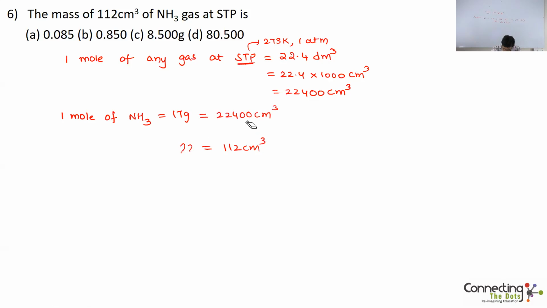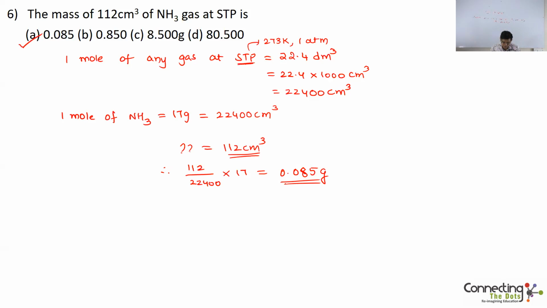So we can solve this. Therefore 112 divided by 22,400 multiplied by 17 is equal to how much? Let us calculate this. So 112 multiplied by 17 is equal to this much, divided by 22,400. So I'm getting 0.08085 grams. So this much of ammonia will constitute this many ml. So the answer will be 0.085. So that will be the answer for the 6th question.